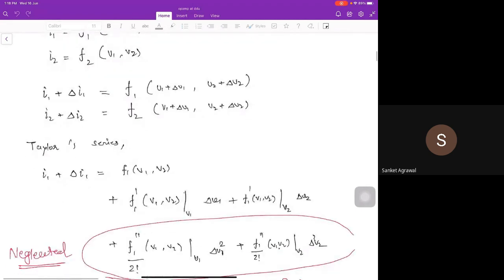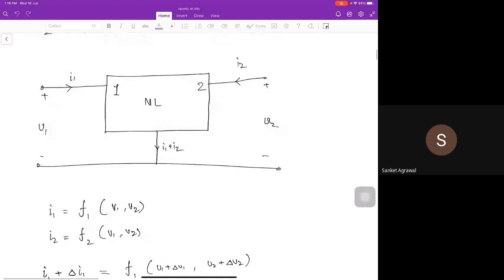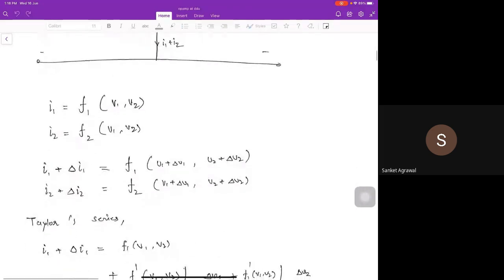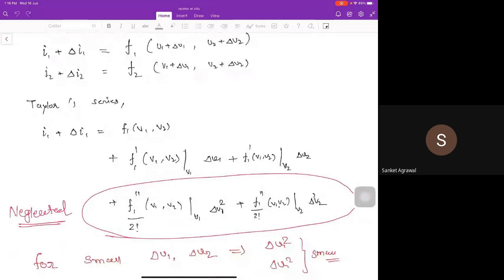If we expand this, suppose I'm applying a perturbation delta V1 and delta V2, so definitely I will get the perturbation delta I1 and delta I2. If we write that equation in those terms and expand the Taylor series, finally we will get an expression like this. In that expression, I will get the first order derivative with respect to V1, first order derivative with respect to V2, and the second order derivatives with respect to V1 and V2. So here you can see that delta V1 and delta V2 are small perturbations.